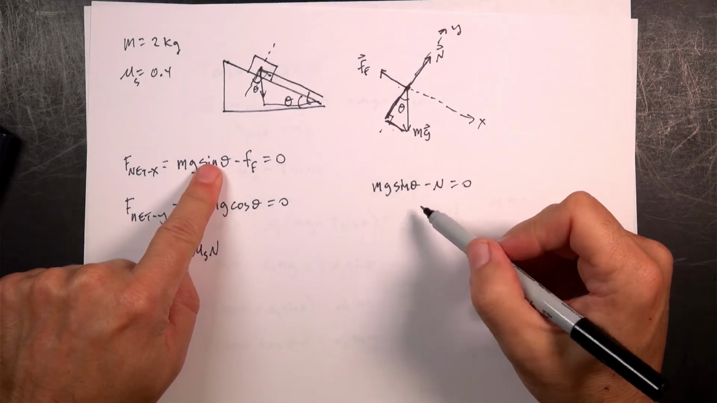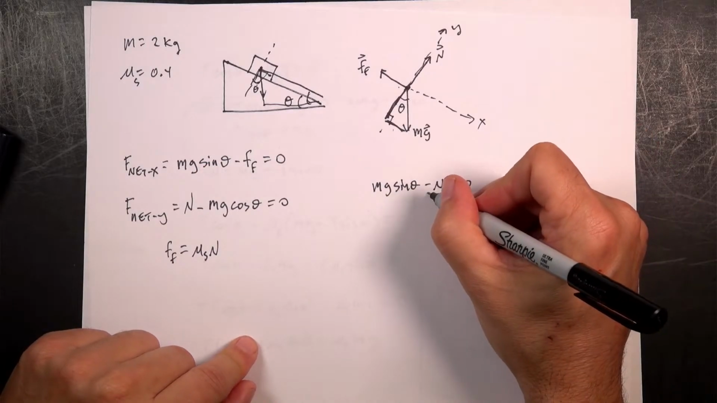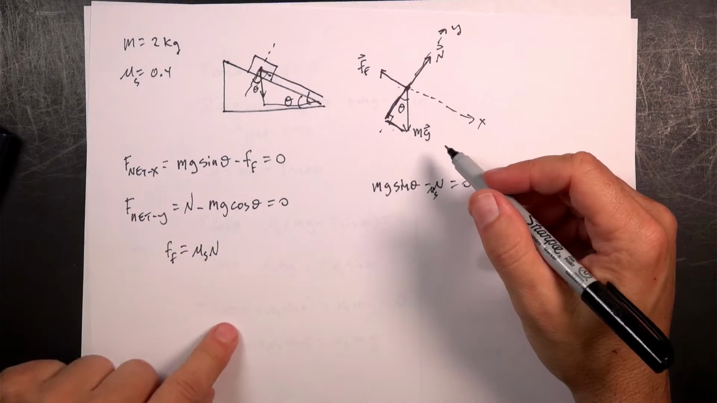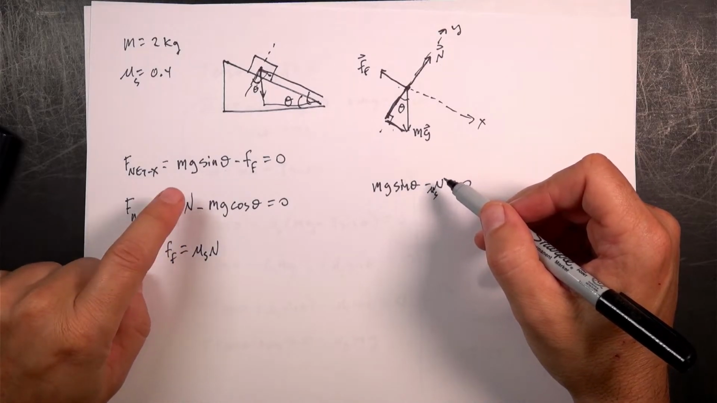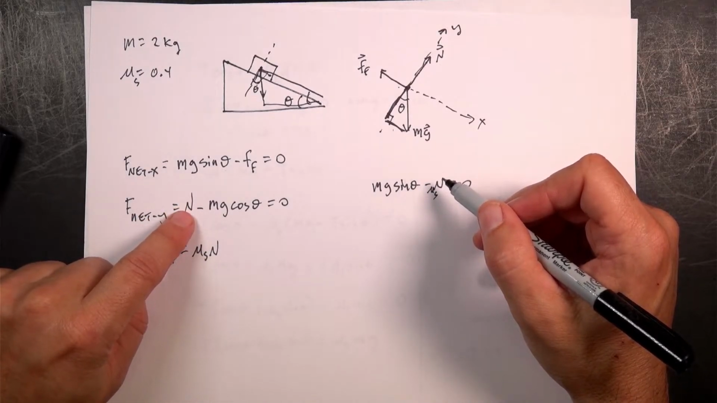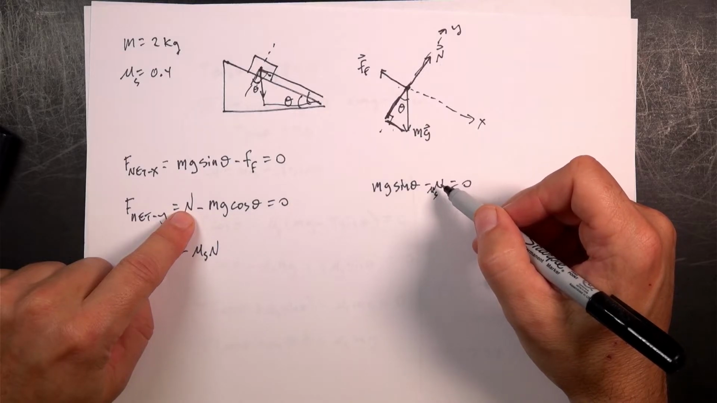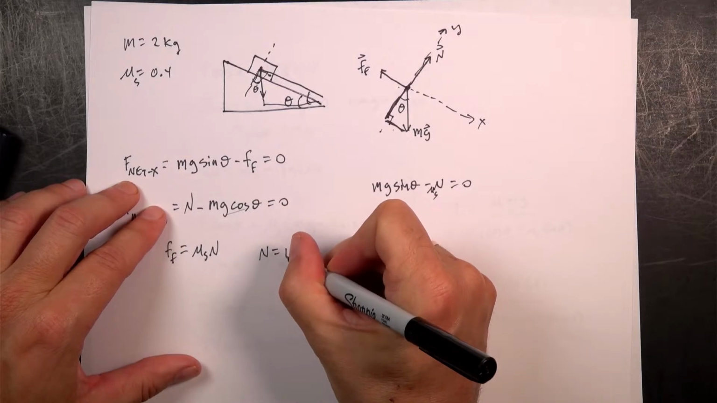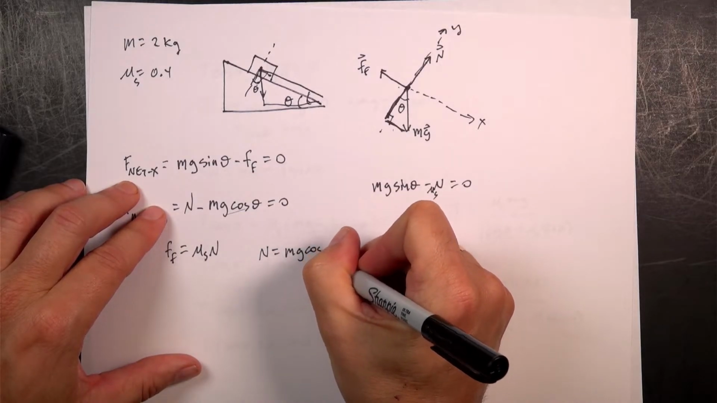That's this equation. Wait, mu s, sorry. My mistake. That's right. So now what I want to do, let's go ahead and solve this one for n and plug it in up here. So if I solve this for n, I can add that to both sides. I get n equals mg cosine theta.